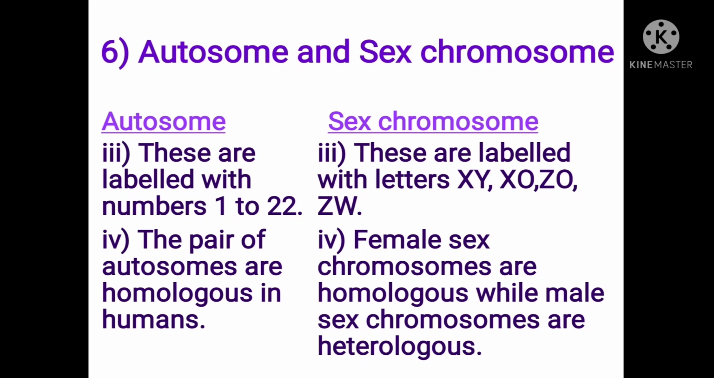Autosomes are labeled with numbers 1 to 22. On the other hand, sex chromosomes are labeled with letters XY, X0 or XO, ZO or Z0, ZW. The pair of autosomes are homologous in humans. On the other hand, female sex chromosomes are homologous while male sex chromosomes are heterologous.